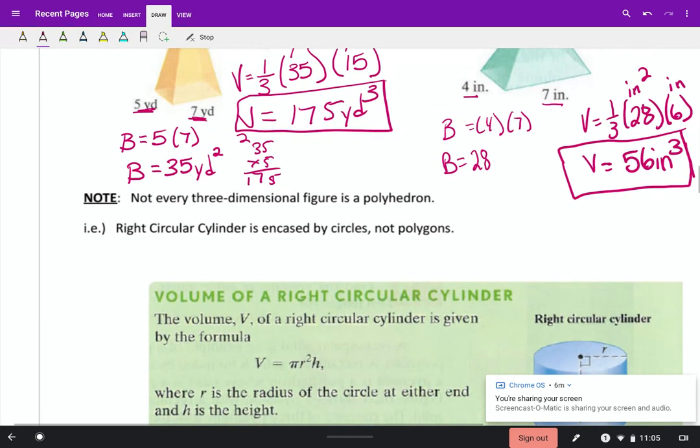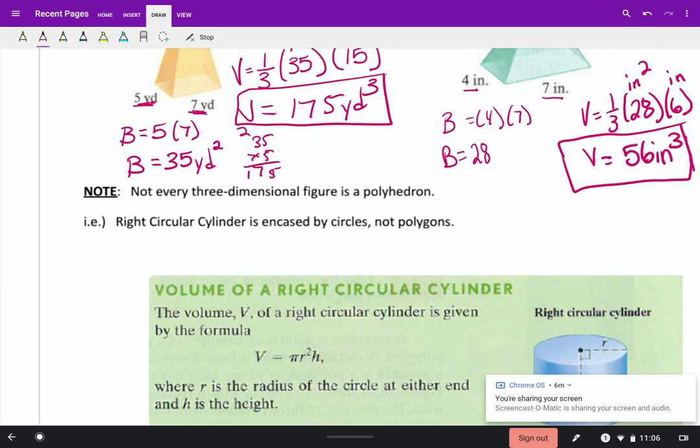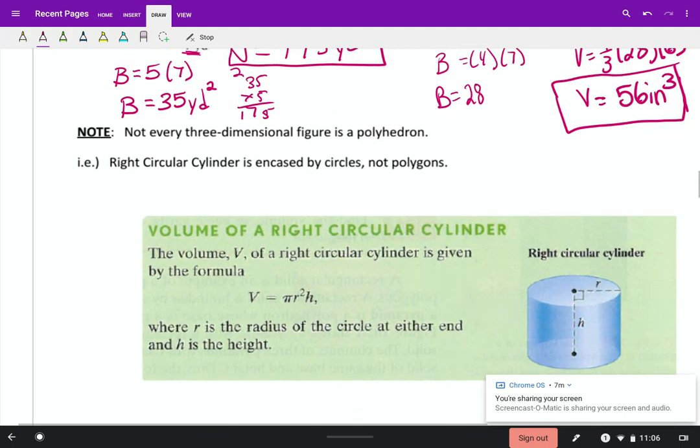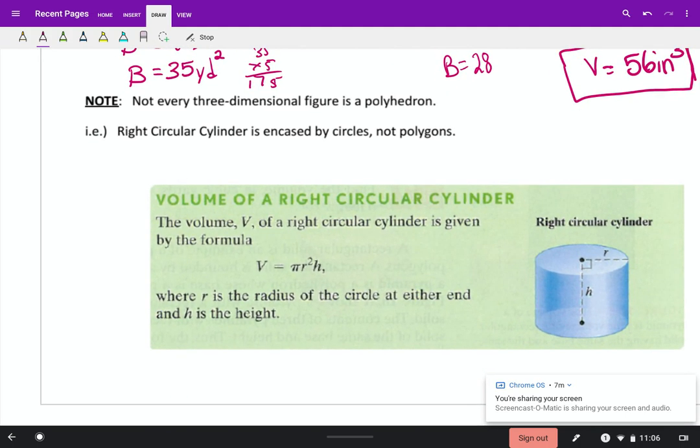Not every three-dimensional figure is a polyhedron. So anytime you have a cylinder, it's not a polyhedron because you have two circles, but it's not encased by circles. You have two circles, and then you have like a rim around the outside. That rim is not a shape that we know, so that's not considered a polyhedron.